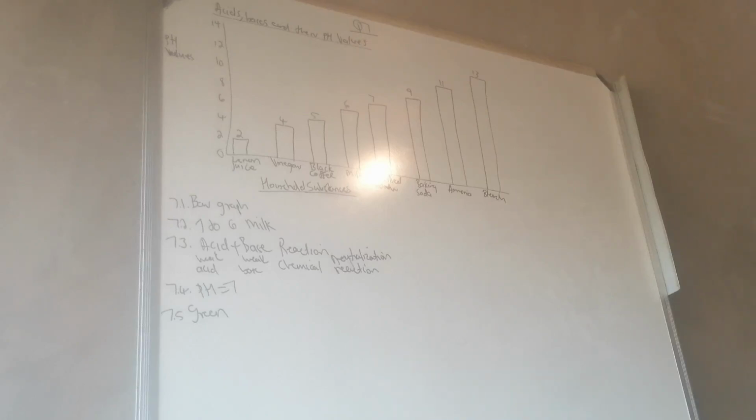Number 7.2. Name the substance that is most acidic on the graph. Again, milk.